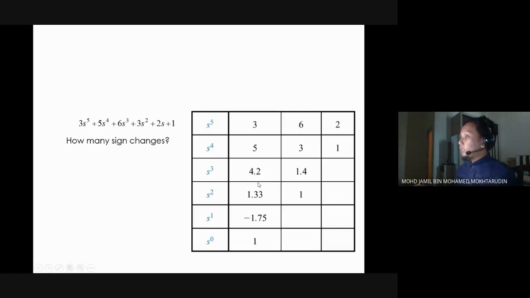So here you check for the sign changes in the first column. You see here from S5 to S2, all of them are positive. And then from S2 to S1, it changes from positive to negative. And then from S1 to S0, from negative to positive. So two sign changes here, meaning that there are two poles on the right hand side of the S-plane, and the system is unstable. You get the same result as the previous method.